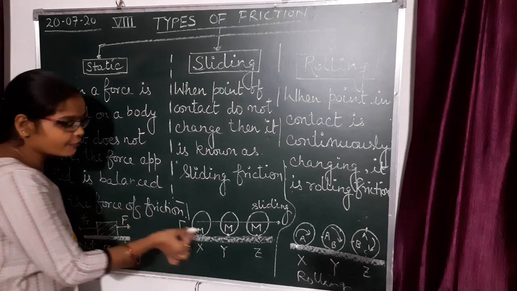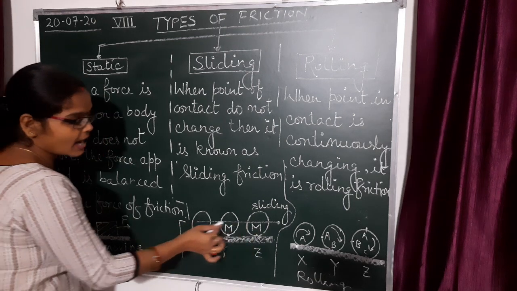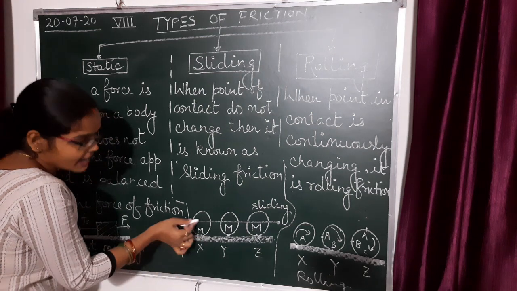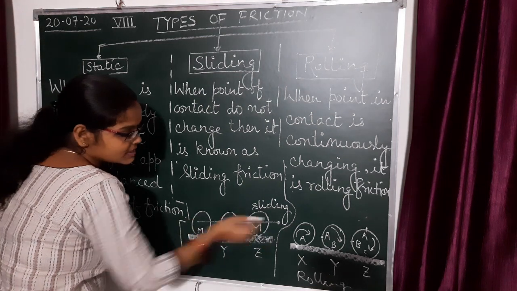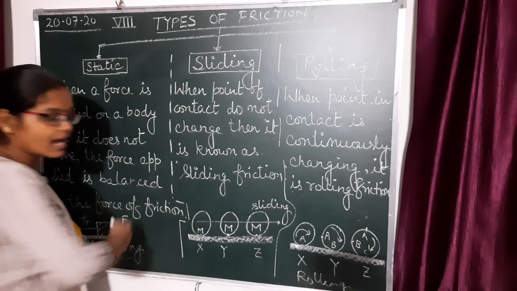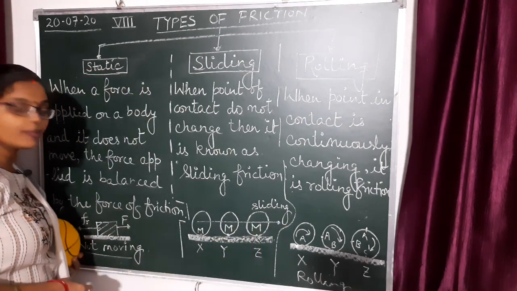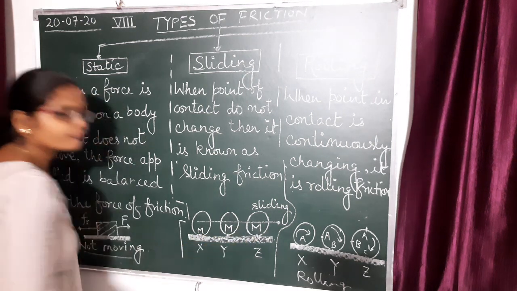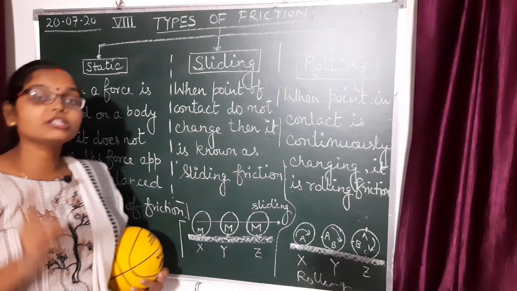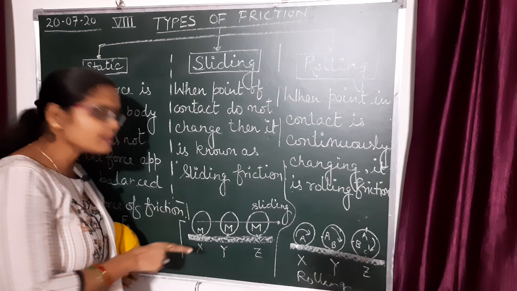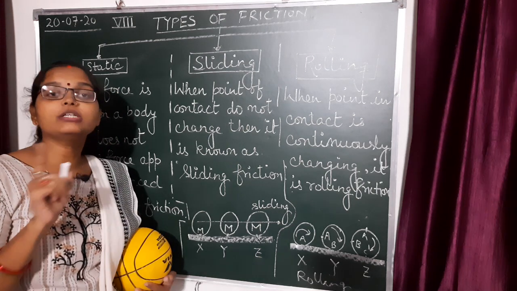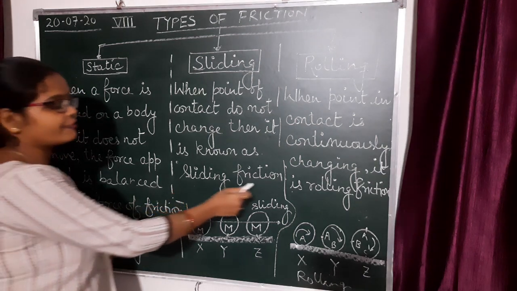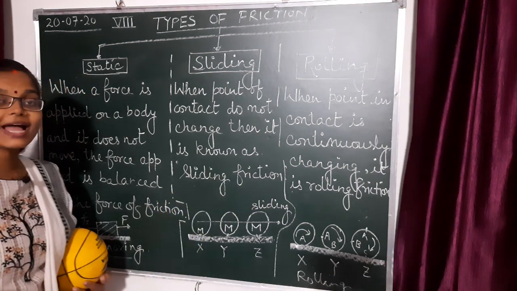You can see from this diagram, there are three balls. These three balls are slid. They are pulled with the help of the rope, but the point of contact of the moving balls is not changing. They are in motion, but their point of contact is not changing. Such type of friction is known as sliding friction.